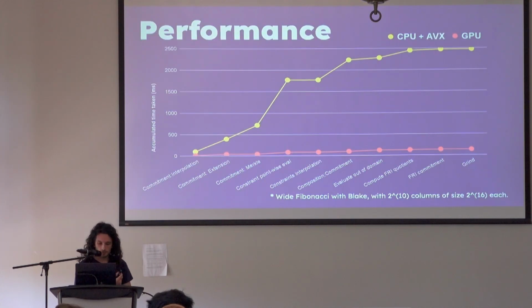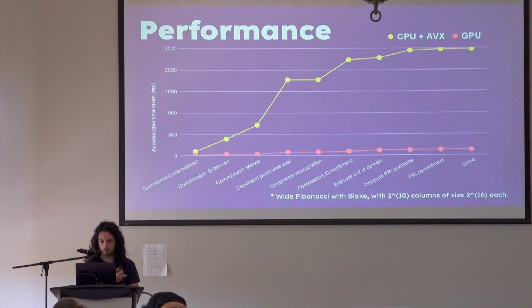This graph, in order to help you read it, goes like this. At the very bottom, the x-axis has some of the steps that Stu takes in order to prove a trace, right? The execution of a trace. For each step, on the y-axis, we have the accumulated time taken to reach that step.